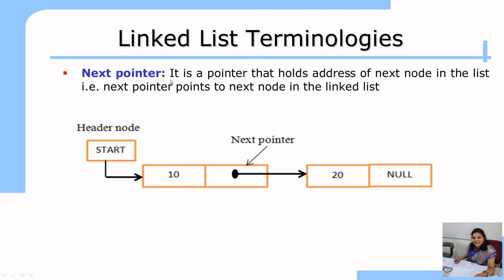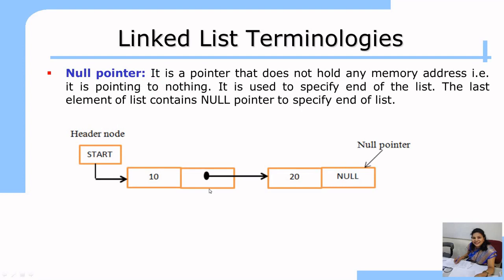The next term is the next pointer. Each node has two parts, data part and link part. Here data stores the data value of the node, whereas the next pointer stores the address of the next node in the linked list. The third terminology is the null pointer. A null pointer is always found in the link part of the last node. It is used to denote the end of the linked list.